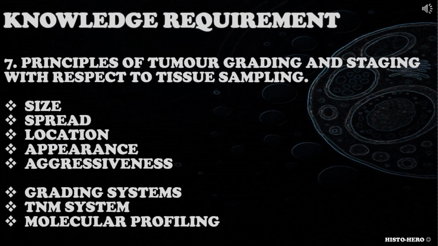The seventh knowledge requirement is for you to understand the principles of tumor grading and staging with respect to tissue sampling. What are principles of tumor grading and staging? How can tissue selection affect tumor grading and staging? Consider specific principles of grading and staging like size, spread, cell appearance, aggressiveness, grading systems available, TNM system, or molecular profiling. Also consider sample adequacy, size and quality, sample representation, sampling bias that can affect grading and staging tumors.